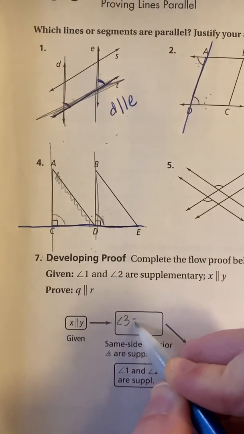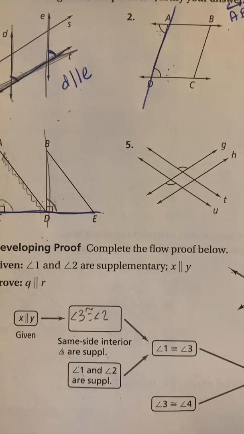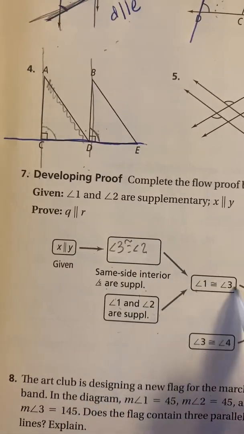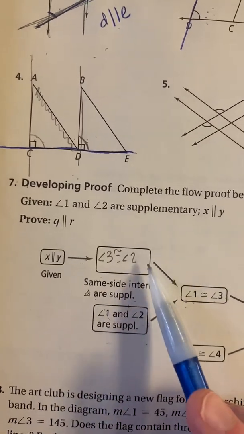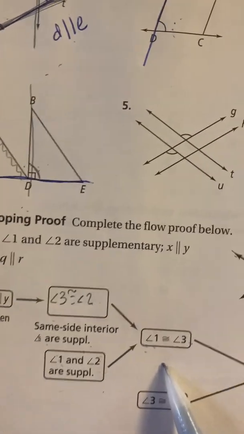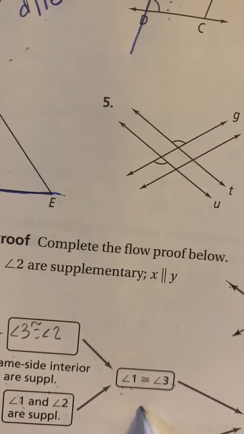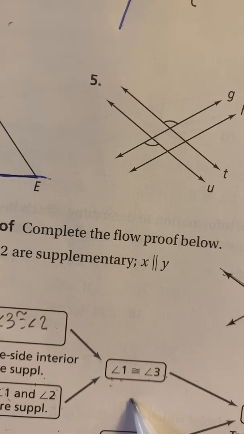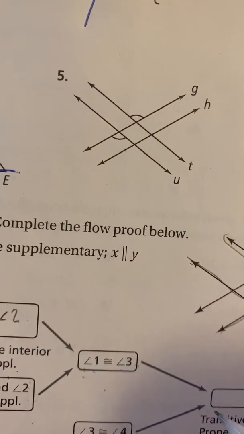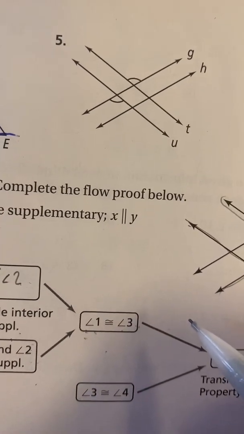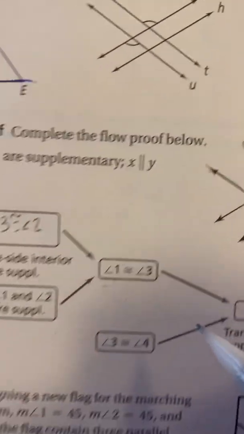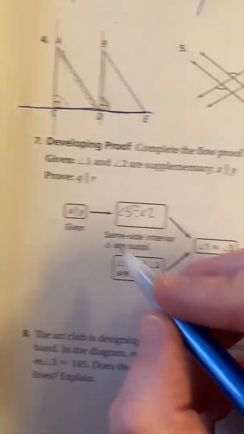So angle 3 is congruent to angle 2. Okay, and then if we know that, we know angle 1 is congruent to angle 3, because you have angle 2 here and then angle 3 there. And we have to write the reason for that: angles supplementary to the same angle are congruent. Okay, and then this is our given.